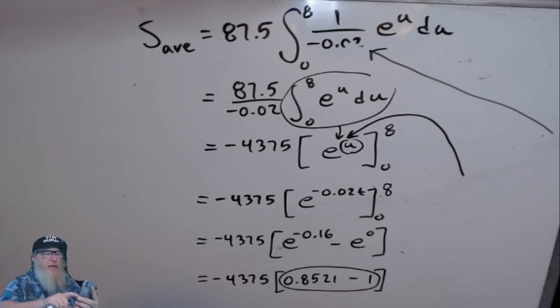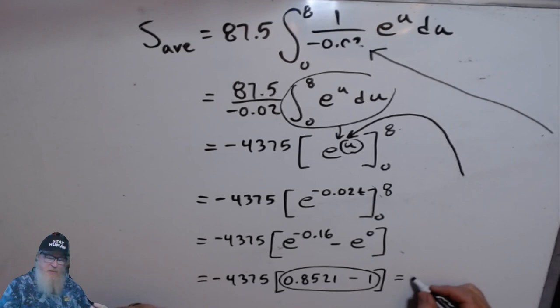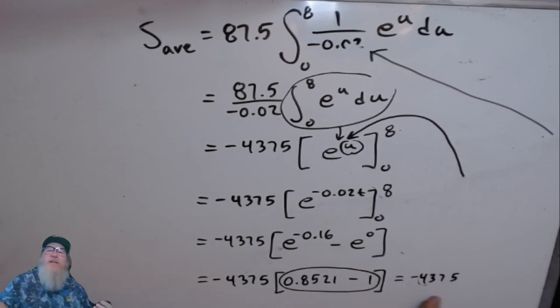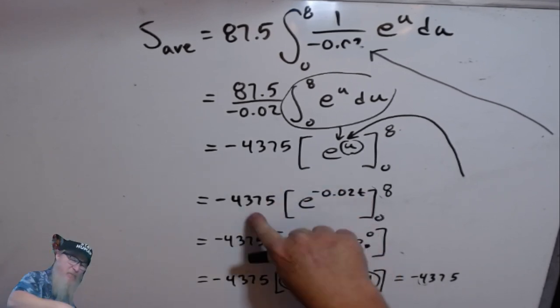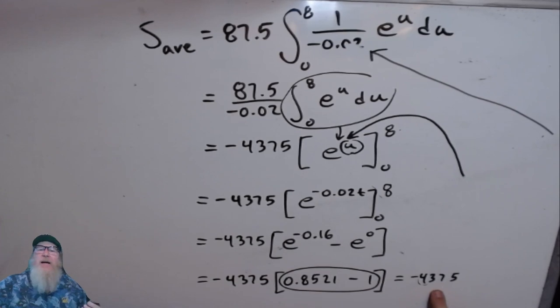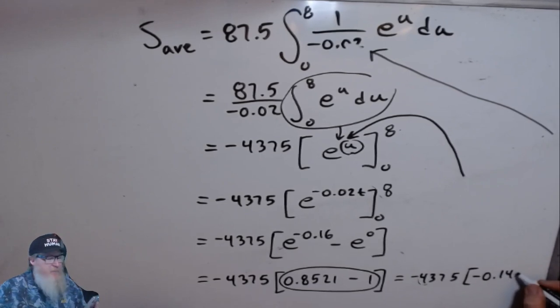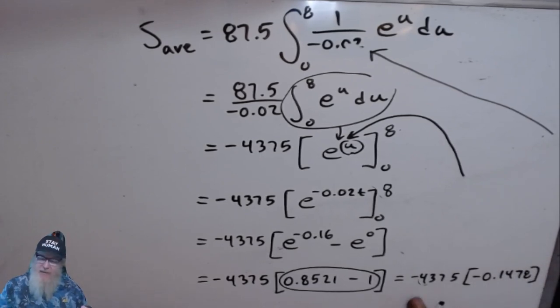I'm going to subtract 1 first. And then I get negative 4375. Why do I do that? Because the constant on the outside is easy to track, until the very last step. And if I don't end up with a negative times a negative, I know I did something wrong.